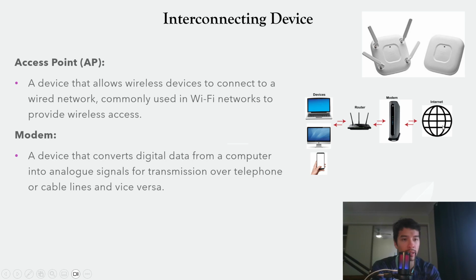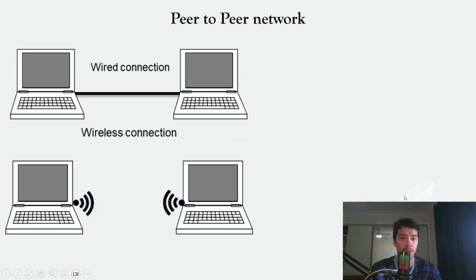Anyway, this is what it looks like. You have the internet, you have the modem, you have the router, you have the device. And different networks can look different. I'm pretty sure you can have situations where you just plug straight into the modem, Ethernet, and then there. Anyway, peer-to-peer network. So this is a peer-to-peer system. You've got a wired connection between two devices, and here's a wireless connection between devices.